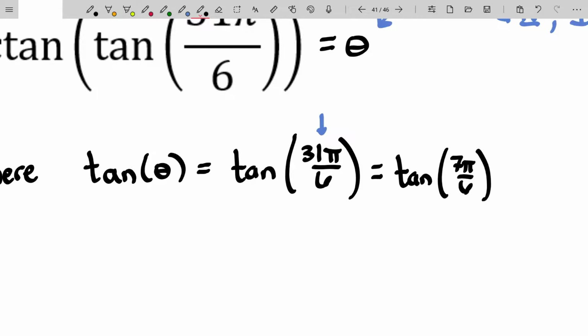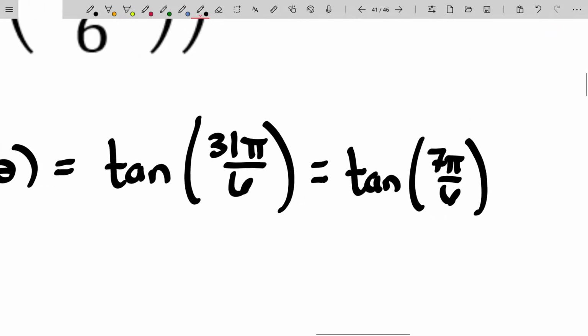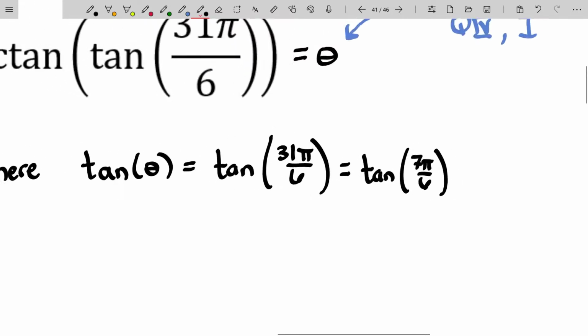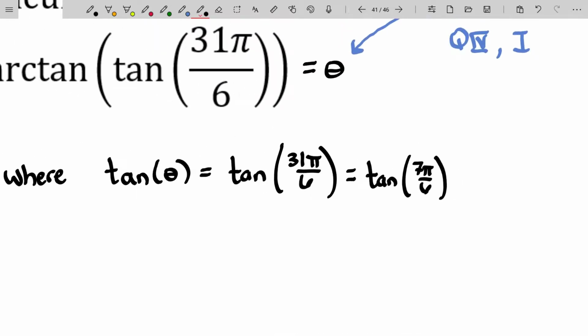Yep, 7 pi over 6. So all I did was rewind the tape a little bit, getting it down to 7 pi over 6. Technically, tangent is pi periodic, so you could actually subtract a pi off that, but I think that is not going to be instructive for this example. So let's just continue forward as written.